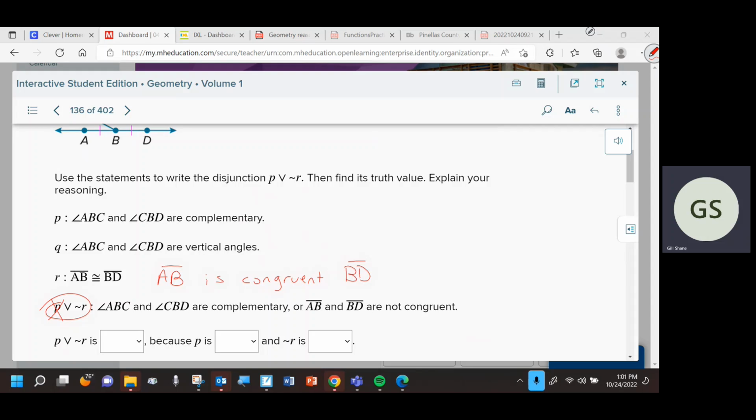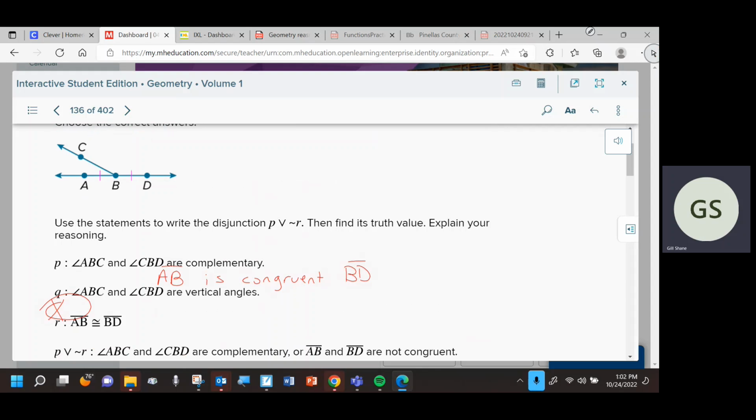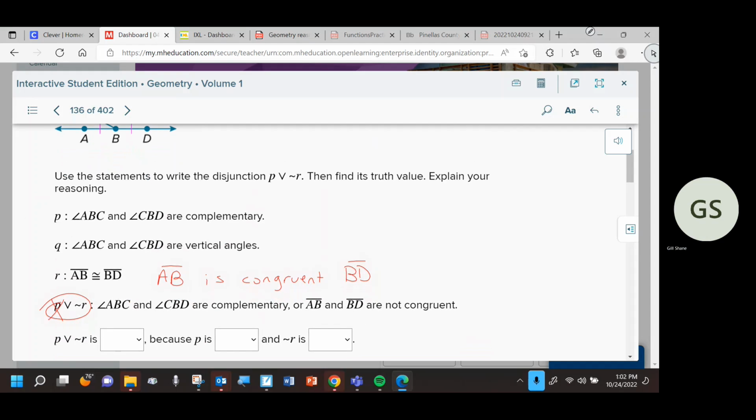Is that a true statement the way it is? Look at the figure. The figure tells you with the markings whether or not that's true or false. Alexa, is R the way they gave it to us a true statement? Is AB the same measure? It is, right? They gave us the one little hash mark. If they both had the same number of little hash marks, that is saying this segment is the same length as that segment. So that is a true statement. But we need to change it to a not statement.